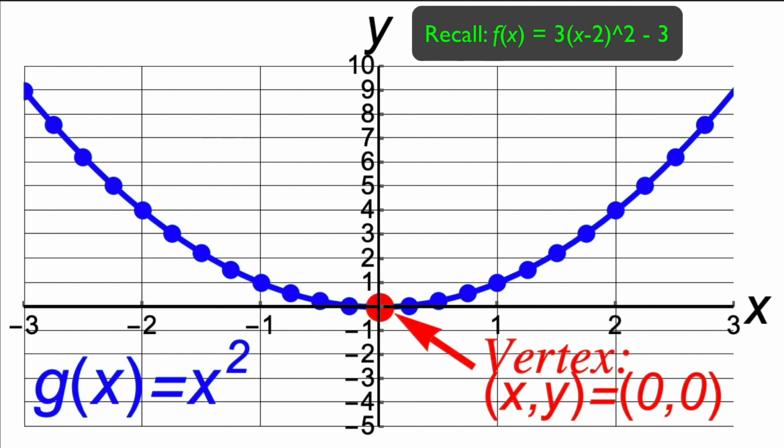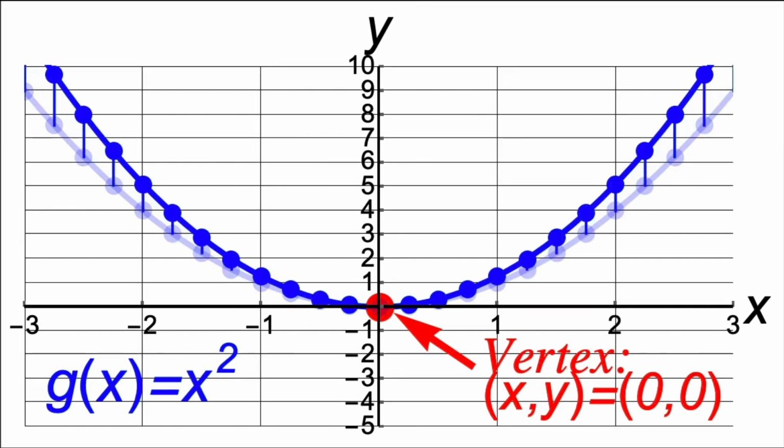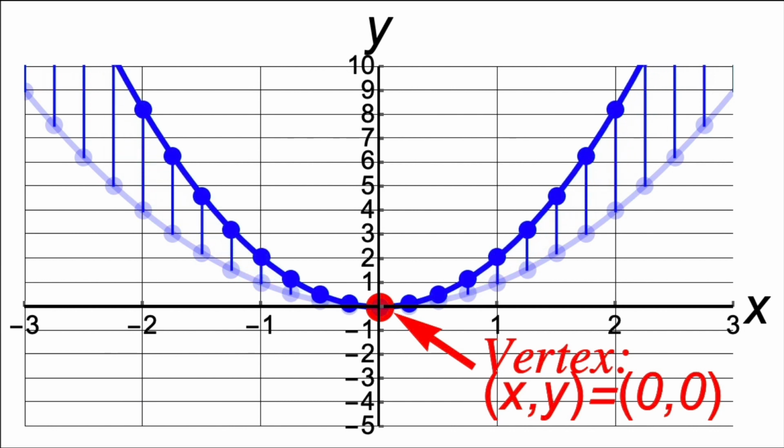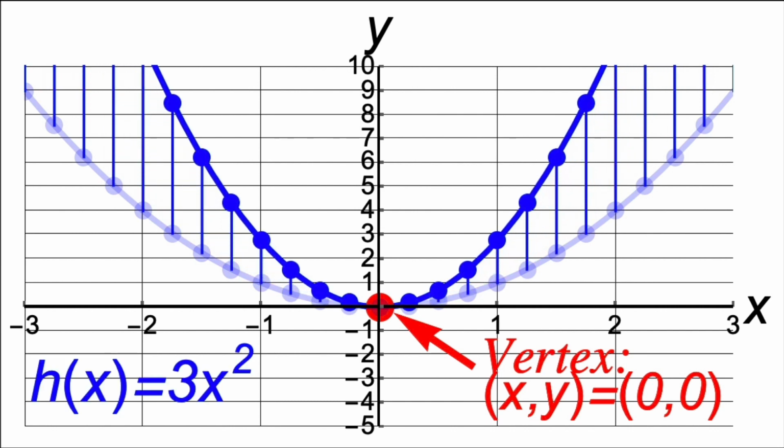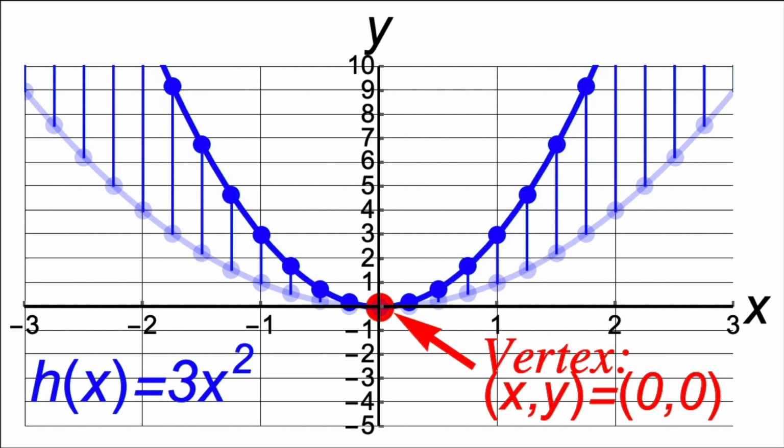Since the leading coefficient of the function f of x was 3, let's start by transforming g of x equals x squared into another function, h of x equals 3 times x squared. The graph of h is obtained by stretching the graph of g vertically by a factor of 3. For any given point on the graph of g, the corresponding point on the graph of h has a y-coordinate 3 times as far from 0. That's because for each value of x, the output of h is 3 times the output of g.